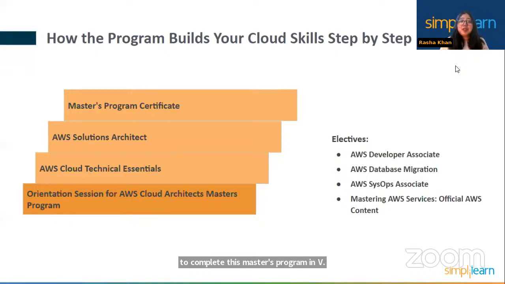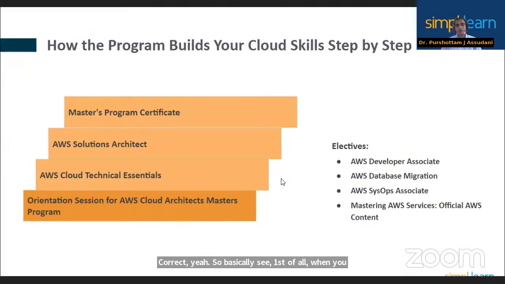Dr. Purshottam, can you take us through how exactly this program builds a learner's cloud skills step by step, starting with the orientation session for the AWS Cloud Architect Master's Program? Correct. So basically, first of all, when you join this program, you will go through the orientation session for the AWS Cloud Architect Master's Program. This orientation session will tell you what you're going to learn in this particular program, what the different courses are that you'll go through, what the program objectives are, and what the program outcomes would be, like after completing this program, what you should be able to do.